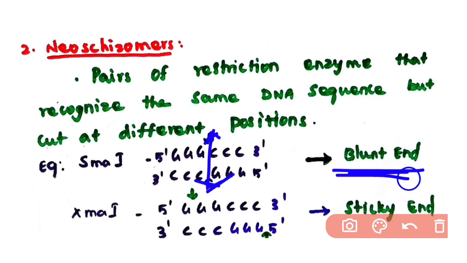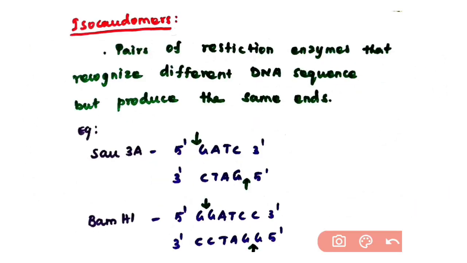Blunt ends are also known as non-cohesive ends. Sticky ends are known as cohesive ends. Then isocaudomers: these are pairs of restriction enzymes that recognize different DNA sequences but produce the same ends.